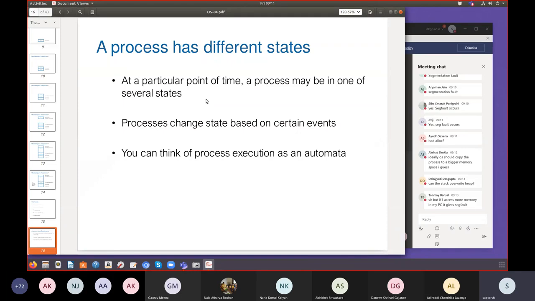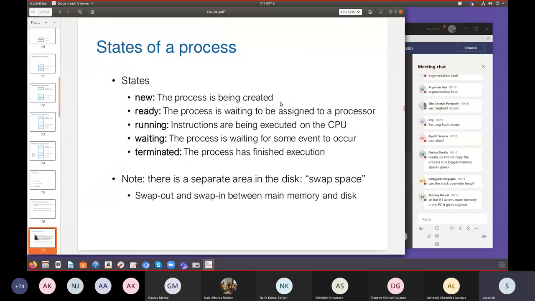And there is a defined set of states which we will study, and a process may be in one of these several states at a particular point of time. And processes change state based on certain events. So this is similar to an automata, which all of you are familiar with. So what are the states? So here are the states which usually a process goes through.